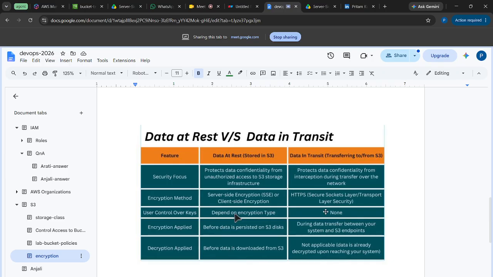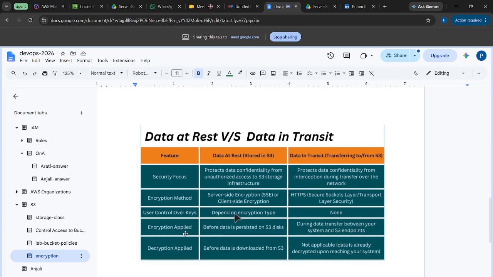And for data in transit, who is going to manage the key? No one will manage it. Once you have the HTTPS protocol in your website or domain, you don't have to manage that key. How we can make a website HTTPS, I will show you. We have to attach a certificate to our domain, then our domain will be HTTPS, meaning more secure. To attach a certificate, we have to go through another service in AWS, which is ACM, Amazon Certificate Manager, where we can buy a certificate and then attach it to our domain. We will show that during our real lab.